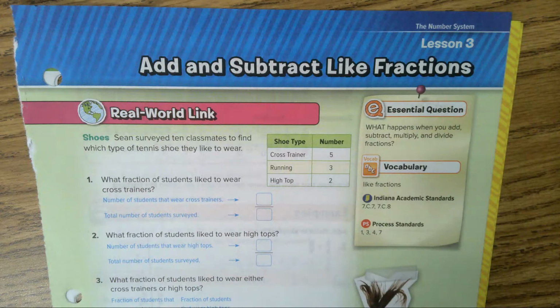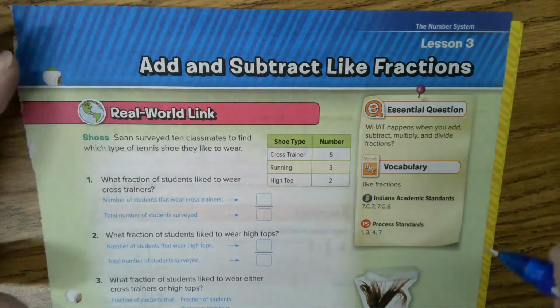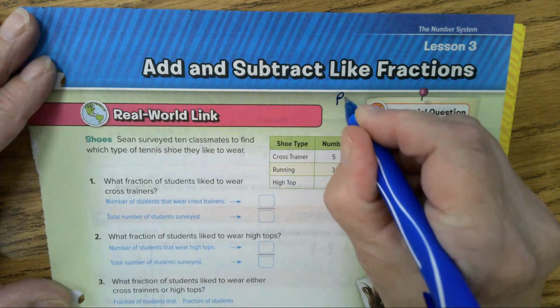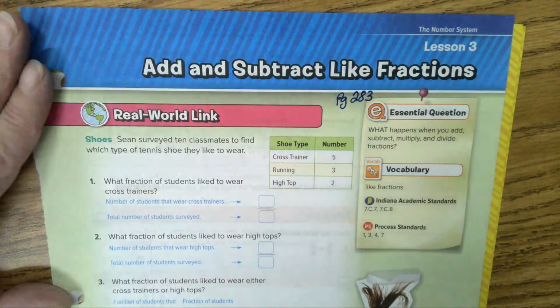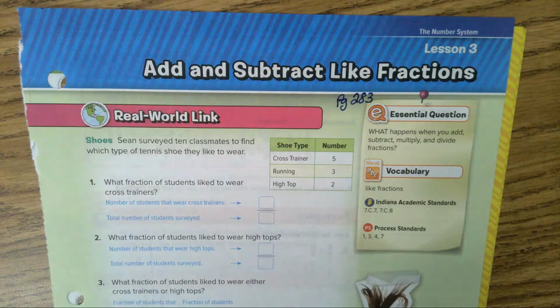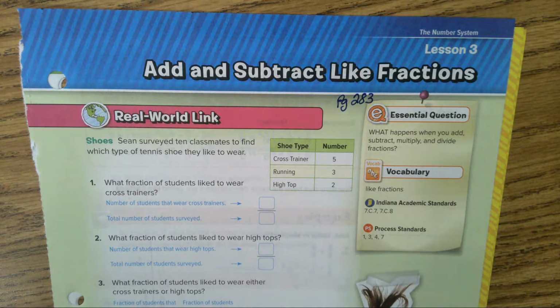Hi, this is Mrs. Robertson, and today in Math 7 we're going to learn how to add and subtract like fractions that contain positive and negative numbers. So I would like for you to go to page 283. And on page 283, this is lesson 3 from chapter 4.